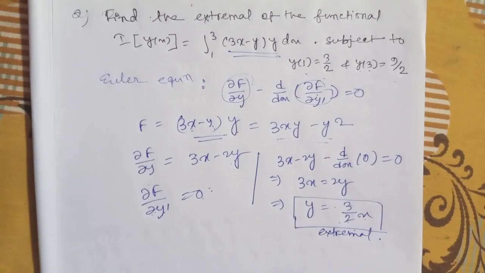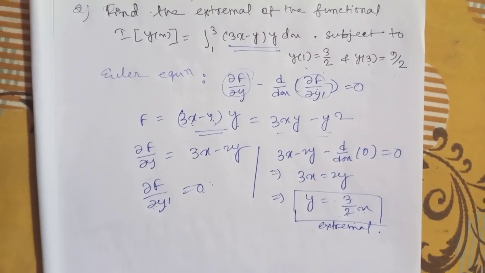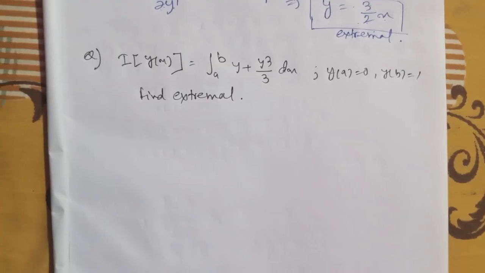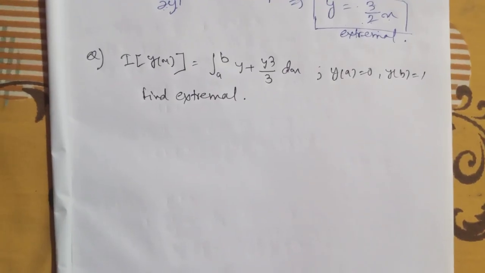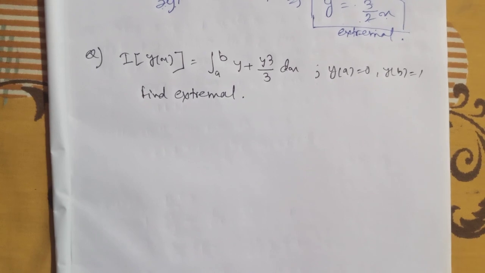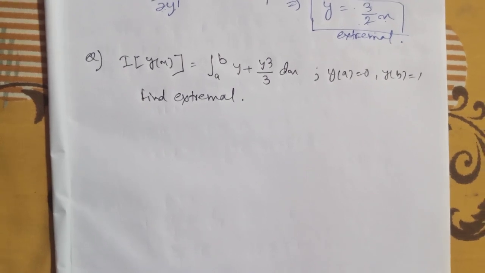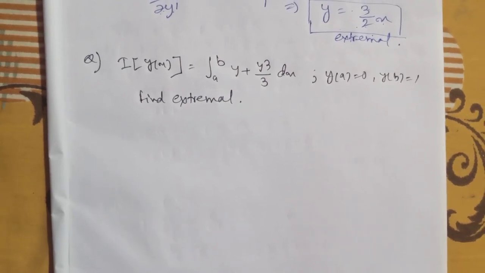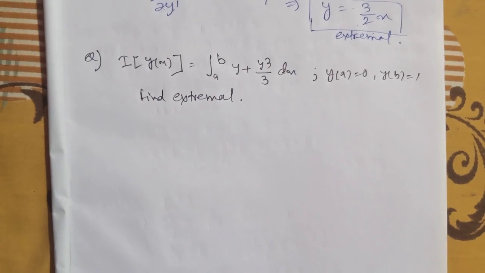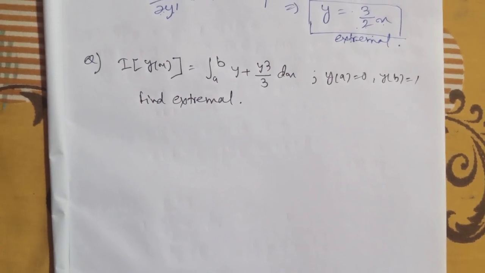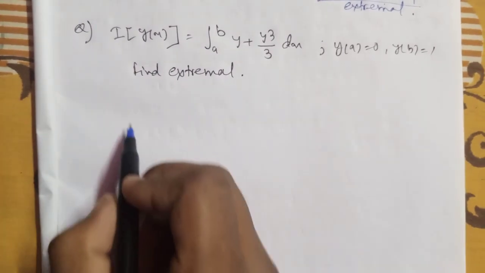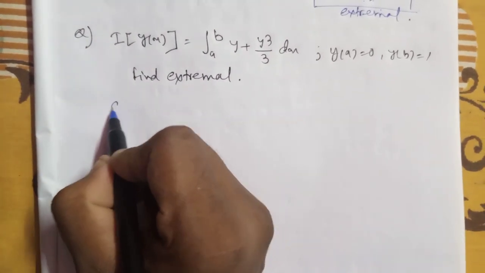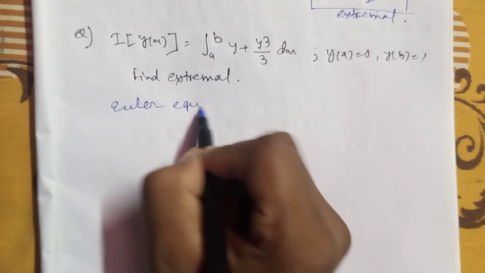Again, we will see another example. Let's see. This is our example number 3. I of y(x) equal to integration from a to b of y plus y cube by 3 dx, where y(a) equal to 0 and y(b) equal to 1. Find extremal. To find extremal, we have to put Euler equation.